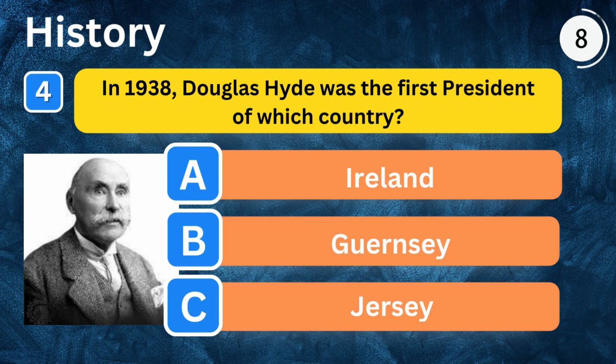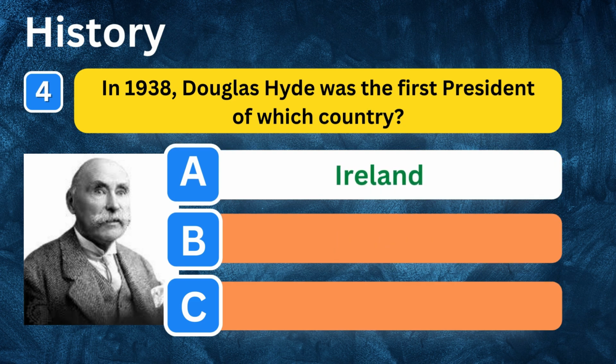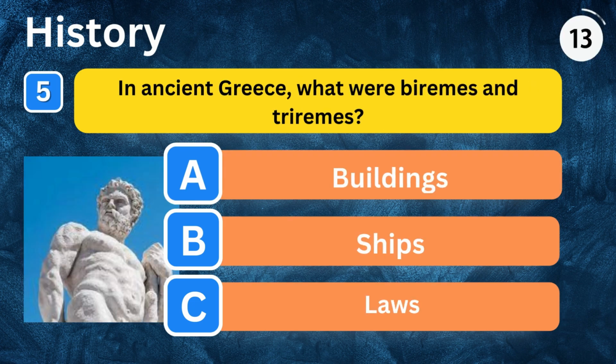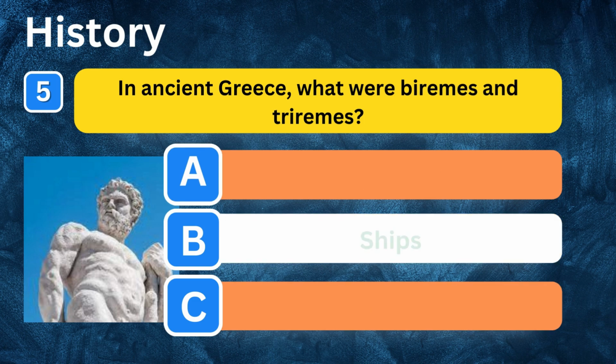Was it Ireland, Guernsey, or Jersey? And the answer was Ireland. Question number 5. In ancient Greece, what were biremes and triremes? Were they buildings, ships, or laws? And the answer was ships.